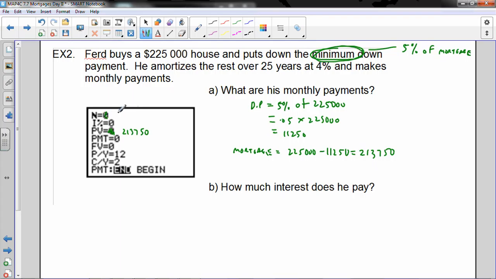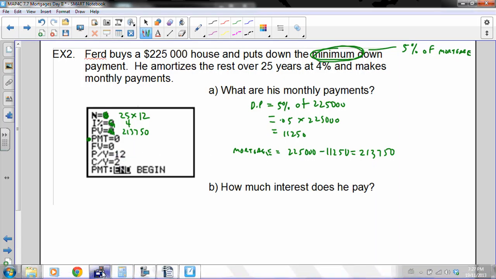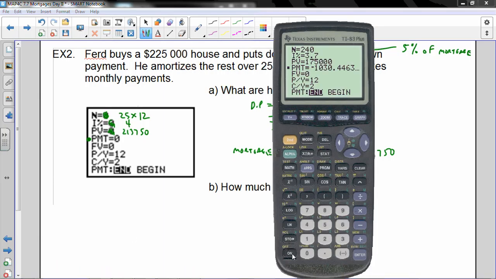25 years, 12 payments a year, right? Monthly payments. Interest rate was 4%. And we want to find the payment. So that's what we're going to find. In the future, he's going to owe 0, 12 payments a year, and compounding period is semi-annually, just like a mortgage is. That looks all good. Now we're ready to go to the TI-83.